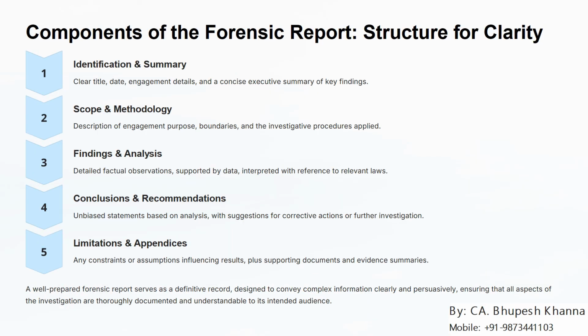Next point is components of the forensic report. A well-prepared forensic report typically includes: title and identification, clear mention of the report type, date and engagement details; executive summary, a brief overview of the key findings and conclusions; scope and objectives, description of the engagement purpose and boundaries; methodology, explanation of procedures and standards applied during the investigation; findings, detailed factual observations supported by data and evidence; analysis, interpretation of findings with reference to relevant laws, standards, and context; conclusions, clear and unbiased statements based on the analysis; recommendations, where appropriate, suggestions for corrective action or further investigation; limitations, any constraints or assumptions impacting the results; appendices, supporting documents, data extracts, and evidence summaries.